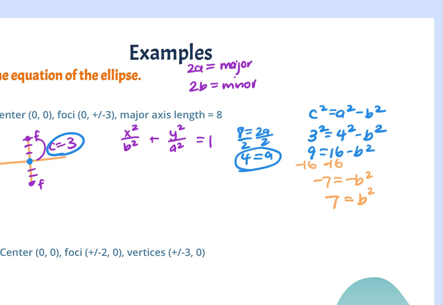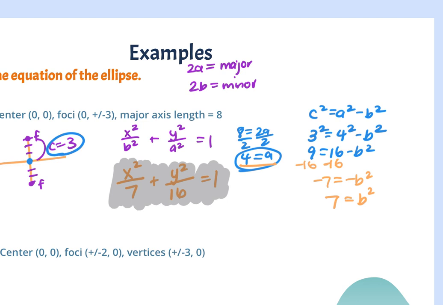So I get x squared over the B squared, which is 7, plus y squared over the A squared. We said A was 4, so A squared would be 16, equals 1. So they will always give you enough information to get 2 of the 3 A, B, Cs, and then you got to use the formula to find the third one.